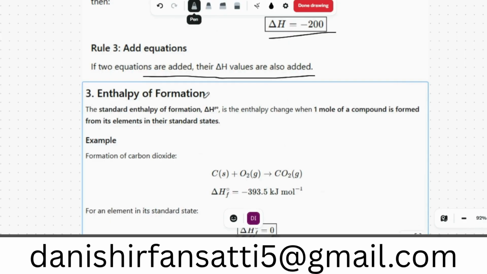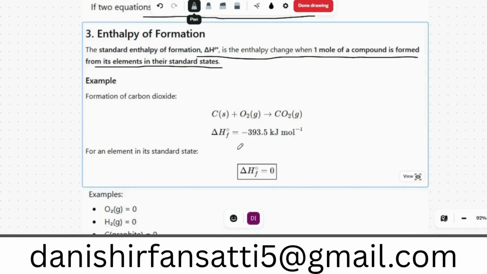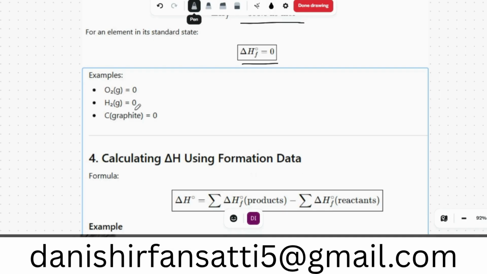The enthalpy of formation. The standard enthalpy of formation, delta H f, is the enthalpy change when 1 mole of a compound is formed from its elements in their standard form. Formation of carbon dioxide: carbon plus oxygen gives us CO2, and the delta H f is minus 393 kilojoules per mole. For an element, its standard delta H f is 0. For example, O2 is 0, H2 is 0, graphite is 0.